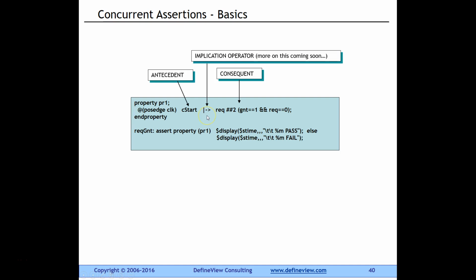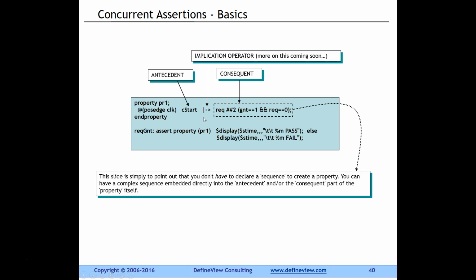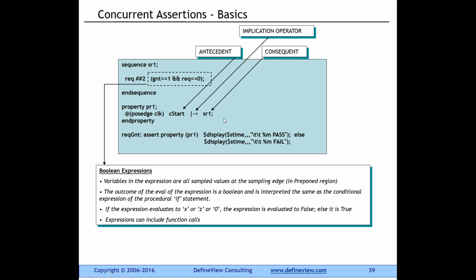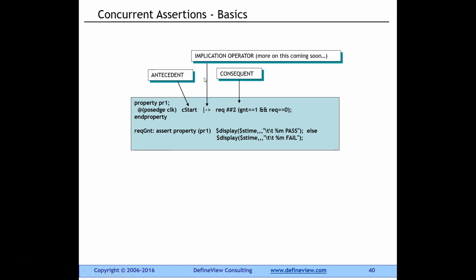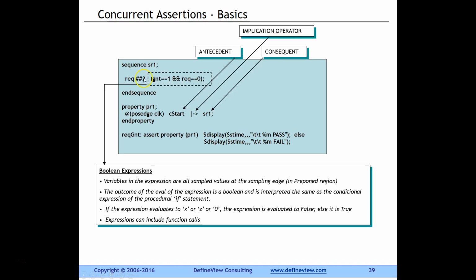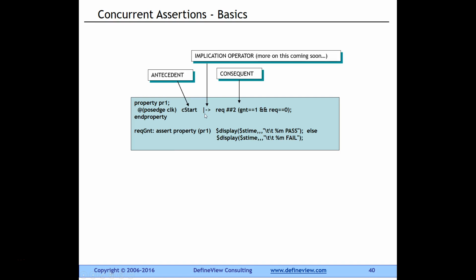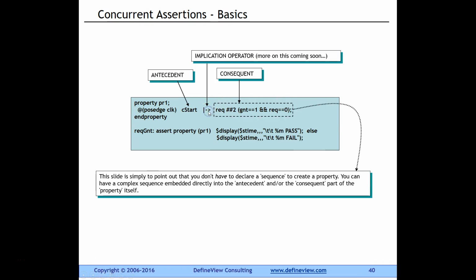Going back to the implication operator, like I was telling you, let's go back here. Here I have a sequence with this particular Boolean expression. In this slide, this Boolean expression occurs in a sequence, and then we call the sequence here. What I'm trying to point out is that you don't have to have a sequence in the design of your assertions. You don't have to have it. You can take that entire Boolean expression and put that directly into the property. If it is a simple expression, then it's okay for you to do this.